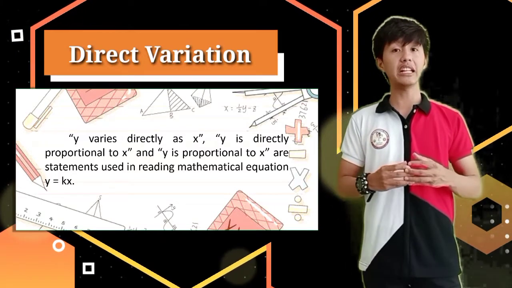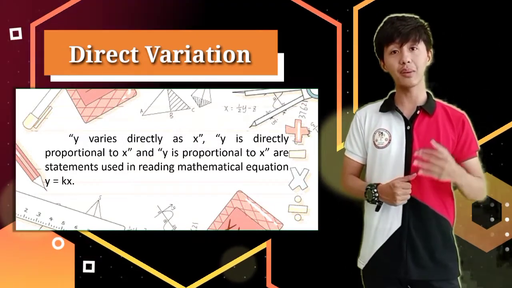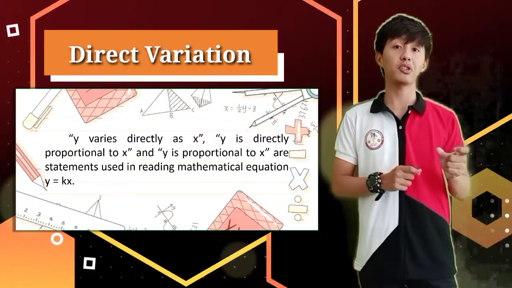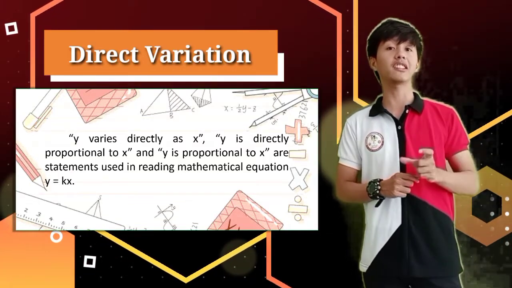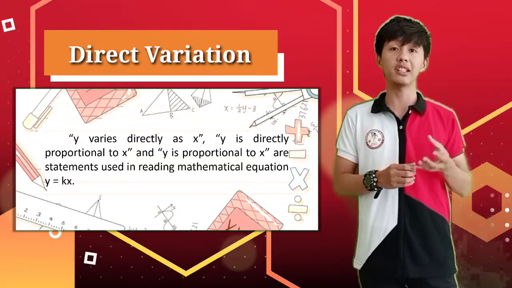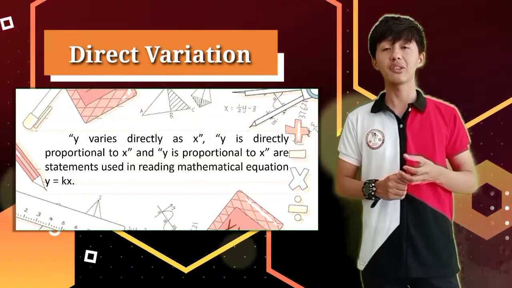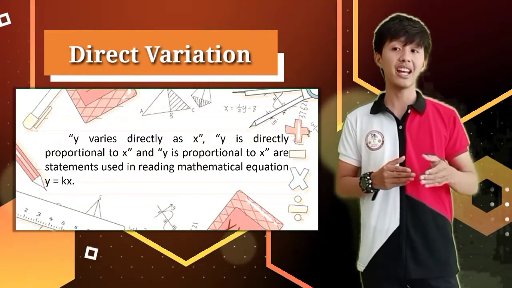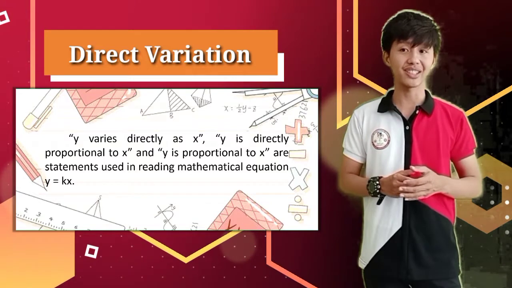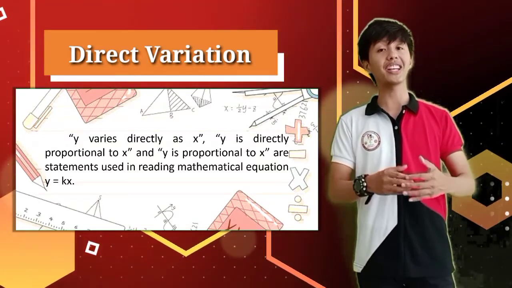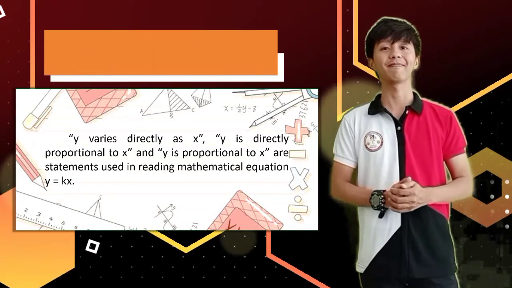So basically, when you see y = kx, we do not literally read it based on the symbols that we see. But actually in mathematics, we read them because there is a specific meaning based on the symbols provided in our equation. So y = kx actually means y varies directly as x, or y is directly proportional to x, or y is proportional to x.